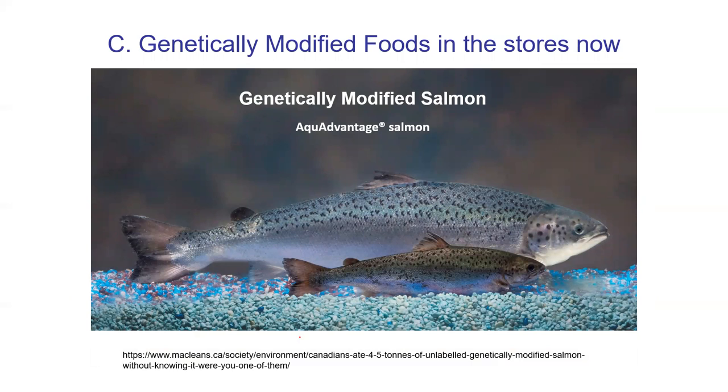Genetically modified salmon. So what are we looking at here? This is the wild type right here, and this is the genetically modified salmon. What they've done is give the genetically modified salmon an extra growth hormone. I'm not sure whether it is a growth hormone, but I think it's from a different species of salmon, and it allows it to grow quite a bit faster in a shorter amount of time.